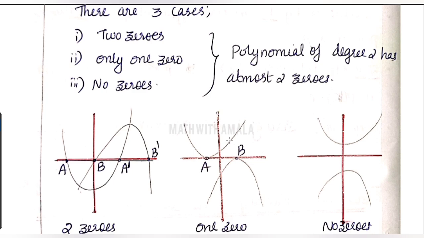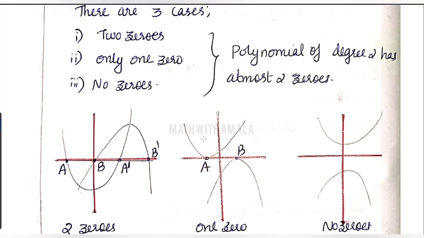So two zeros means you will have the parabola like the first one. Here you can have A and A dash as the two points of the first parabola, and B and B dash as the two points, or the two zeros, of the second parabola. Then the parabola can also come like the second one. Here you will have A as the zero for the upward parabola and B as the zero for the downward parabola. And there are no zeros for the last case, which means the parabola is not intersecting the x-axis.